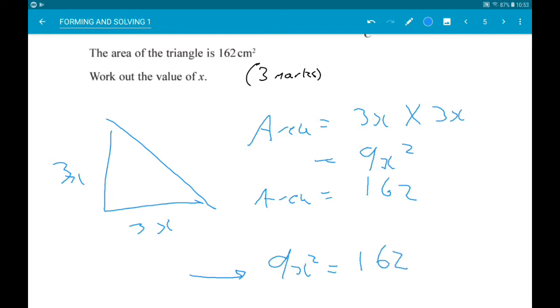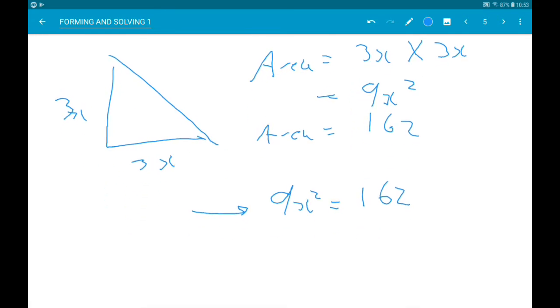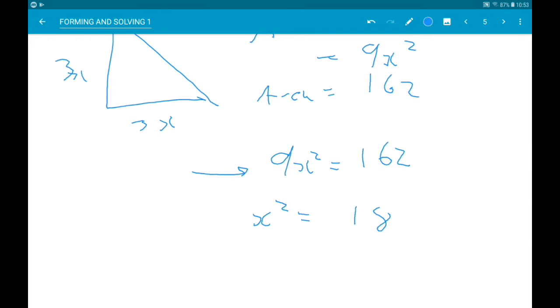Okay, so now we want to solve for x. So the first thing we need to do is get rid of that 9. So if we divide both sides by 9, we get x squared is equal to 18. Now if we square root, x is the square root of 18.